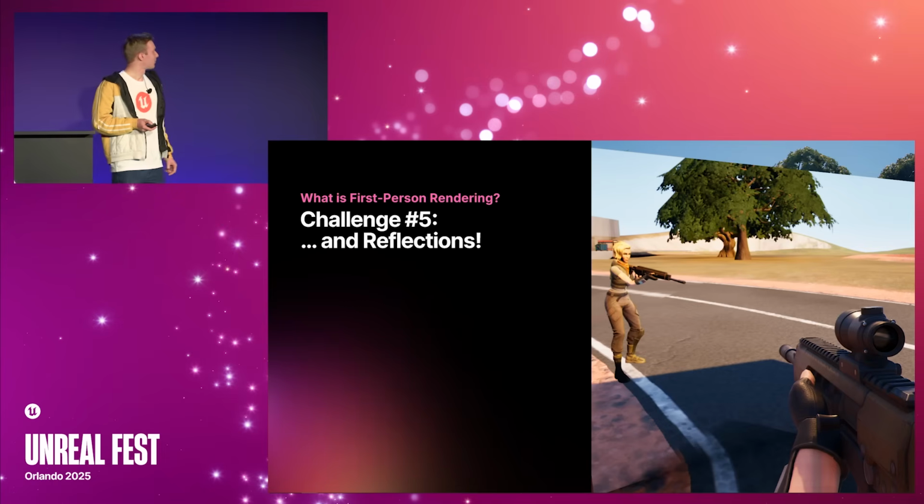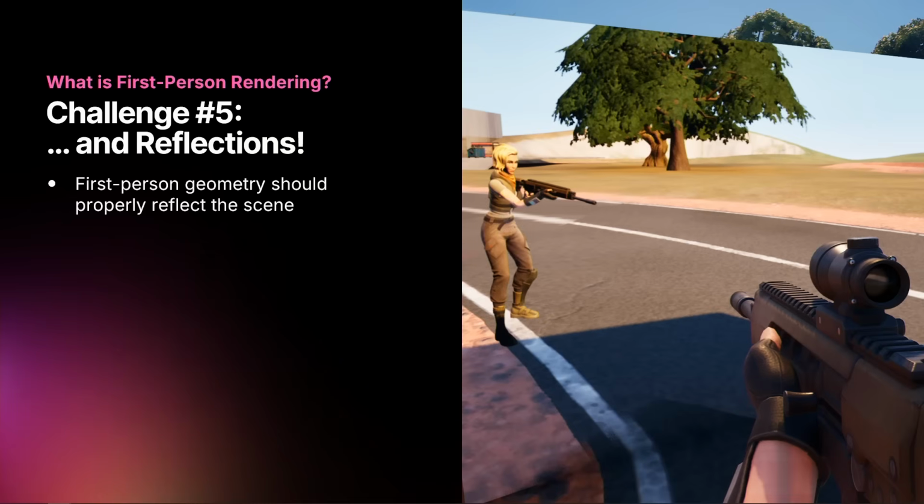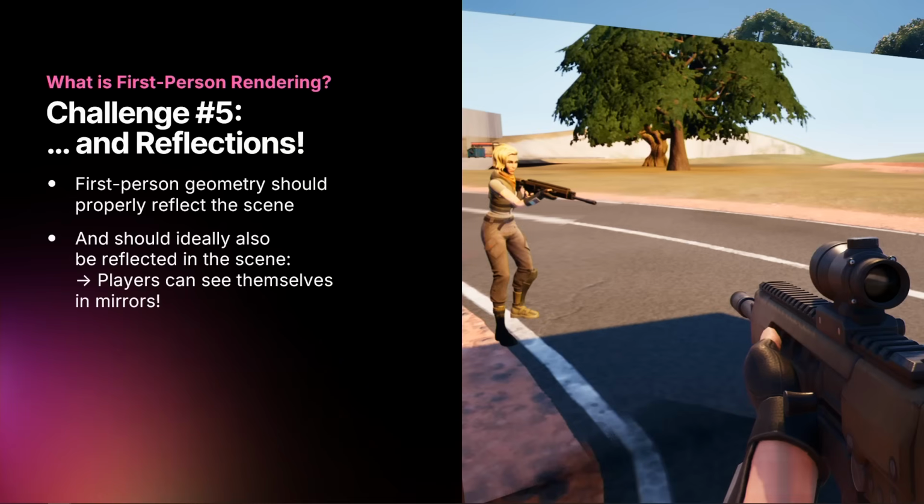And lastly, reflections. So the first-person geometry should properly reflect the scene, but it should ideally also be reflected in the scene.